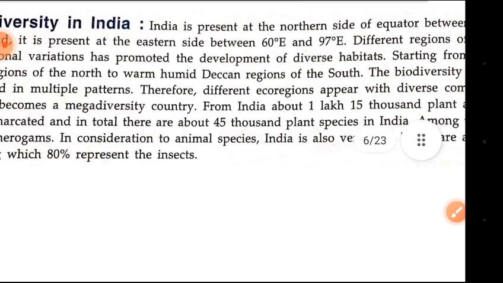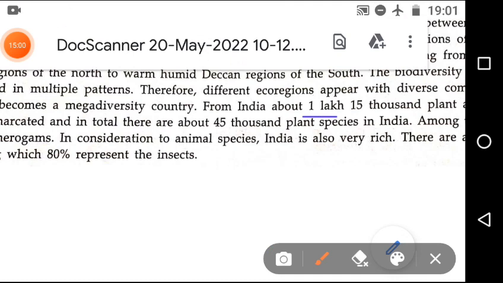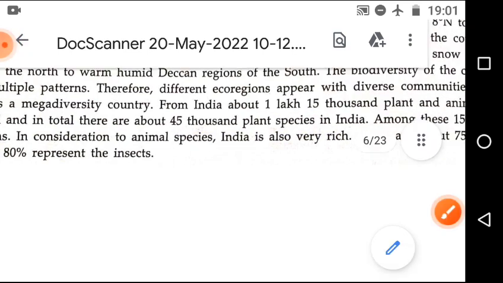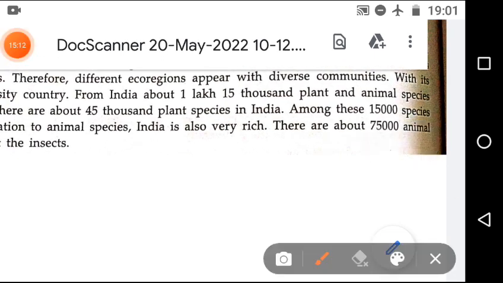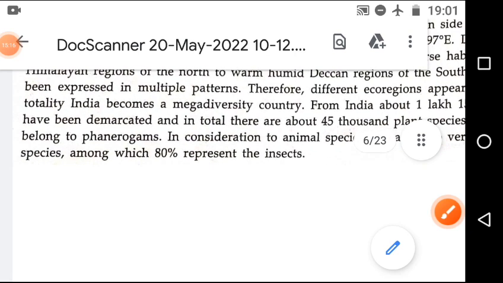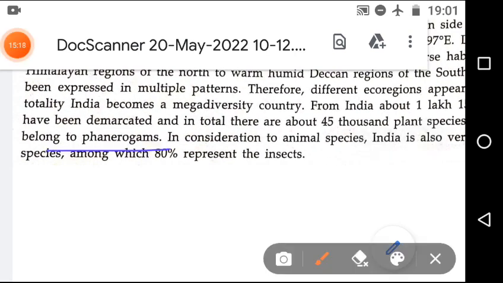So I have said that out of 1,15,000 plant and animal species, 45,000 plant species are there in India, and among these there are 15,000 species which are phanerogams. That means 15,000 species are those plants which can bear seeds, which produce seeds as a mode of reproduction.